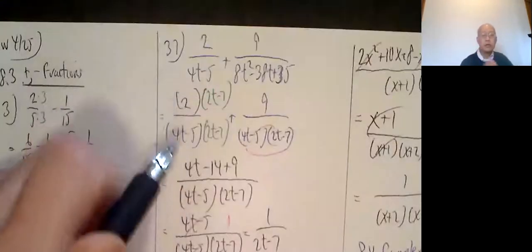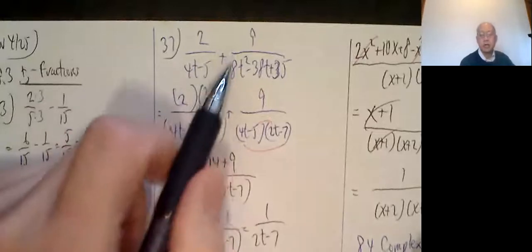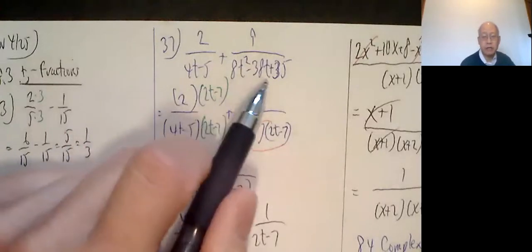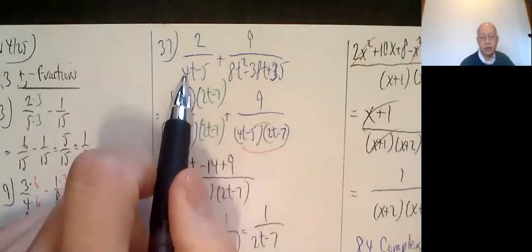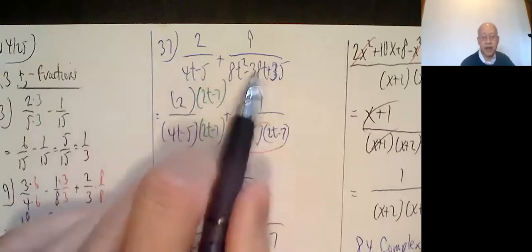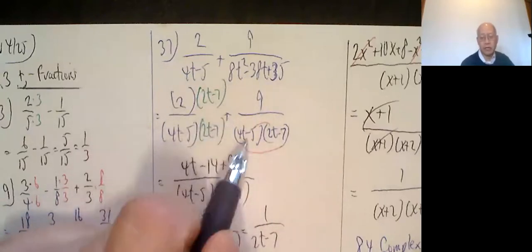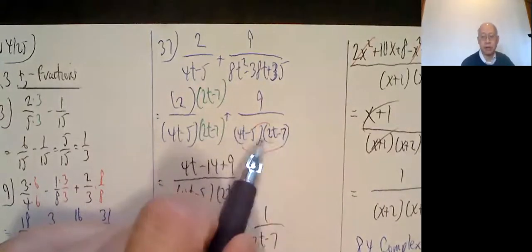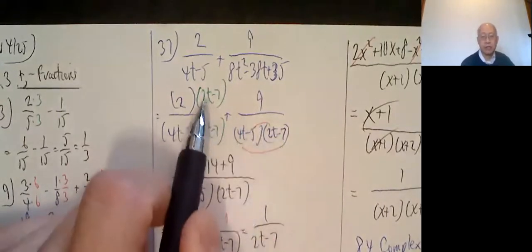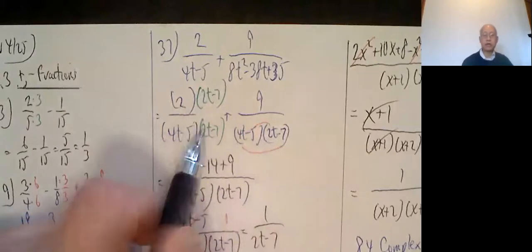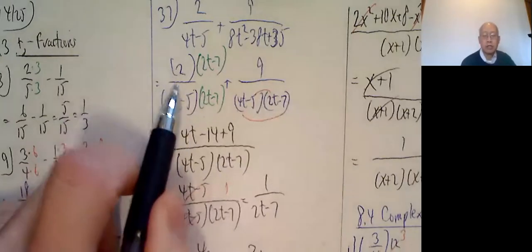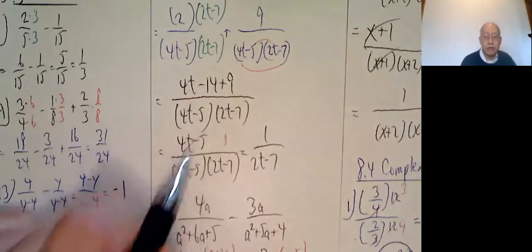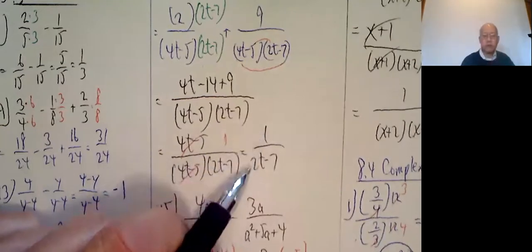Okay, 37. 2 over 4t minus 5 plus 9 over 8t squared minus 38t plus 35. Now, this looks pretty daunting, but it's like a trade secret. Since this is 4t minus 5, you pretty much suspect that one of the factors here is 4t minus 5. So I'm just going to start off with that. And once you have 4t minus 5, you can figure out the rest, 2t minus 7. Okay, so that means you need 2t minus 7, top and bottom on this side. So common denominator, 4t minus 5, 2t minus 7. So this becomes 4t minus 14 plus 9, reduces to 4t minus 5. 4t minus 5 cancels out, put a 1 on top, 1 over 2t minus 7.